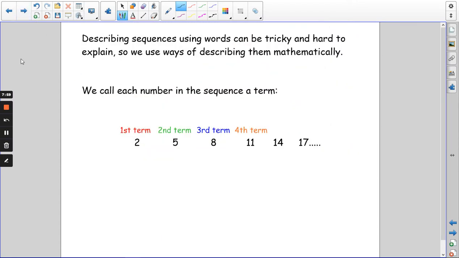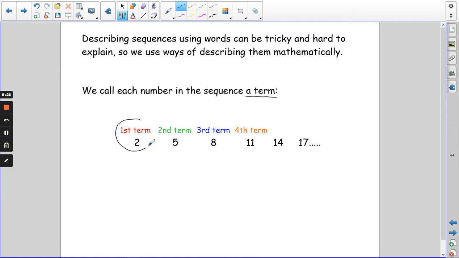Right. So a little bit of note taking now then. Trying to describe a sequence with words and sentences can be tricky. So we try, if we can, to come up with a mathematical way of writing it down, like in algebra, really. We call each number in the sequence a term. This is new language, so you'll need to write this down. A term is just a number in a sequence.